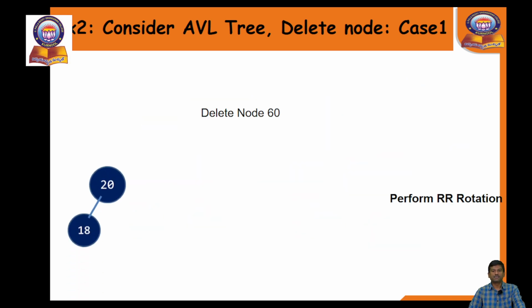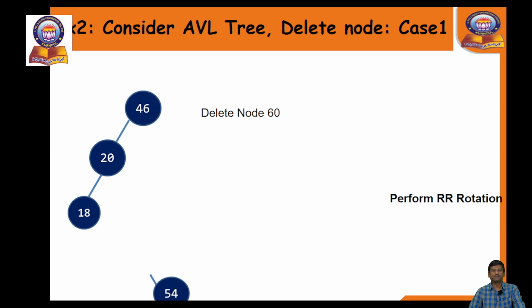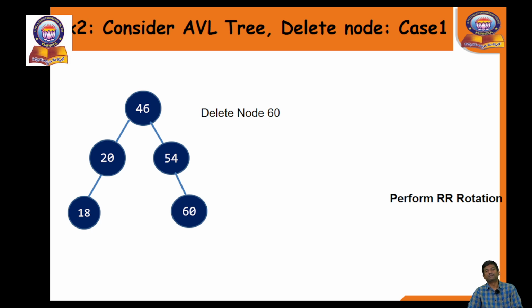Now consider the scenario where we have an AVL tree present, with nodes 46, 20, and similarly 18, 54, 60. Find the balance factor, check whether it is an AVL tree or not. So the nodes that are kept towards the left are less than this root node, and the nodes that you keep towards the right are greater than the root node. You can also cross verify within the case of the subtrees. And the other thing is the balance factor.